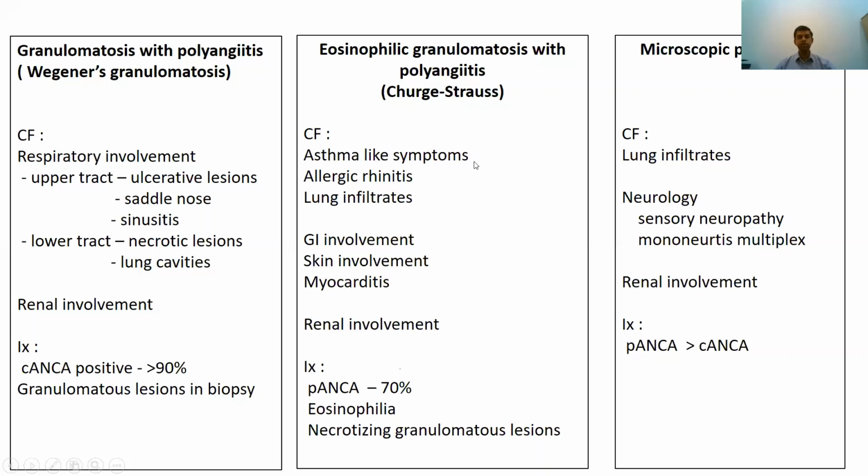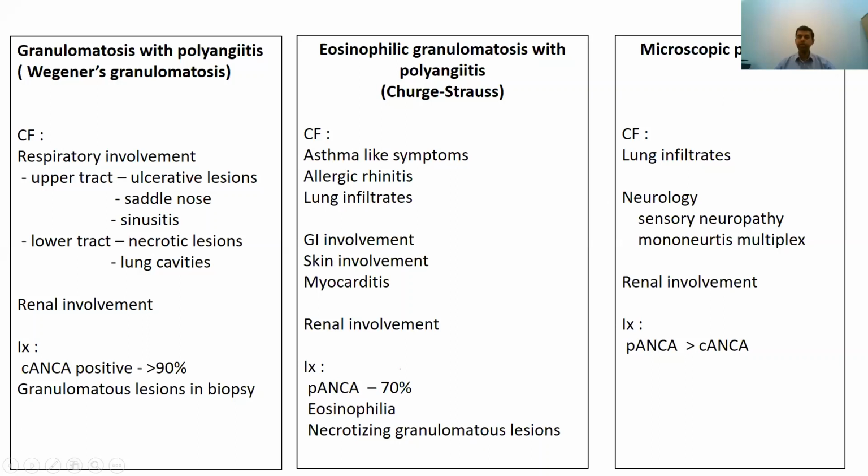In Churg-Strauss syndrome, the classic features are asthma-like symptoms and allergic rhinitis. It can affect most of the organ systems, including the renal. However, in investigations, they predominantly have P-ANCA, and in the full blood count, they will have an eosinophilia, and they will also have granulomatous lesions.